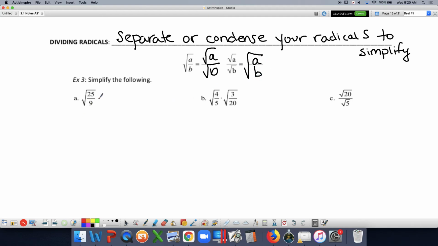So when I look at my first example here, do I want to pick up my calculator and do 25 divided by 9? No, right? Let's separate this out. So I'm going to separate this into the square root of 25 divided by the square root of 9. Now I can simplify each of those. The square root of 25 is just 5. Square root of 9 is just 3. I have simplified this down.